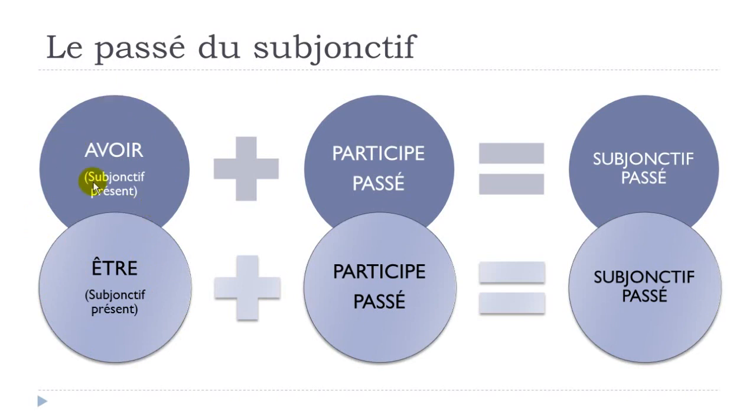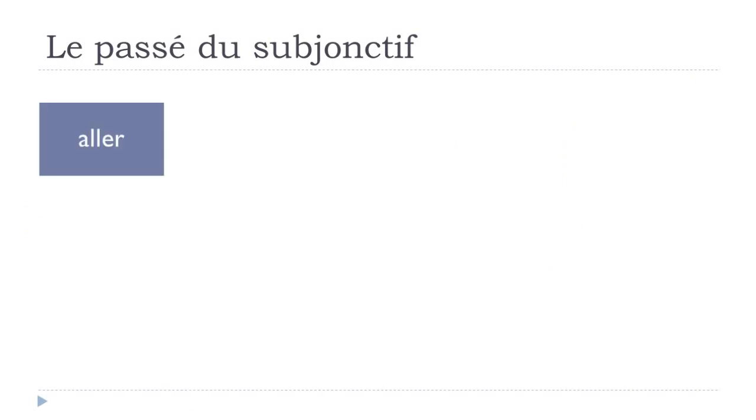So first, if you're not sure, you put avoir, okay? But then definitely you should know the conjugation of avoir at the subjunctive present form. Then you will put your participe passé, and you'll get your subjunctive passé. Remember, for être, as usual, we're talking about exceptions, and here they come.